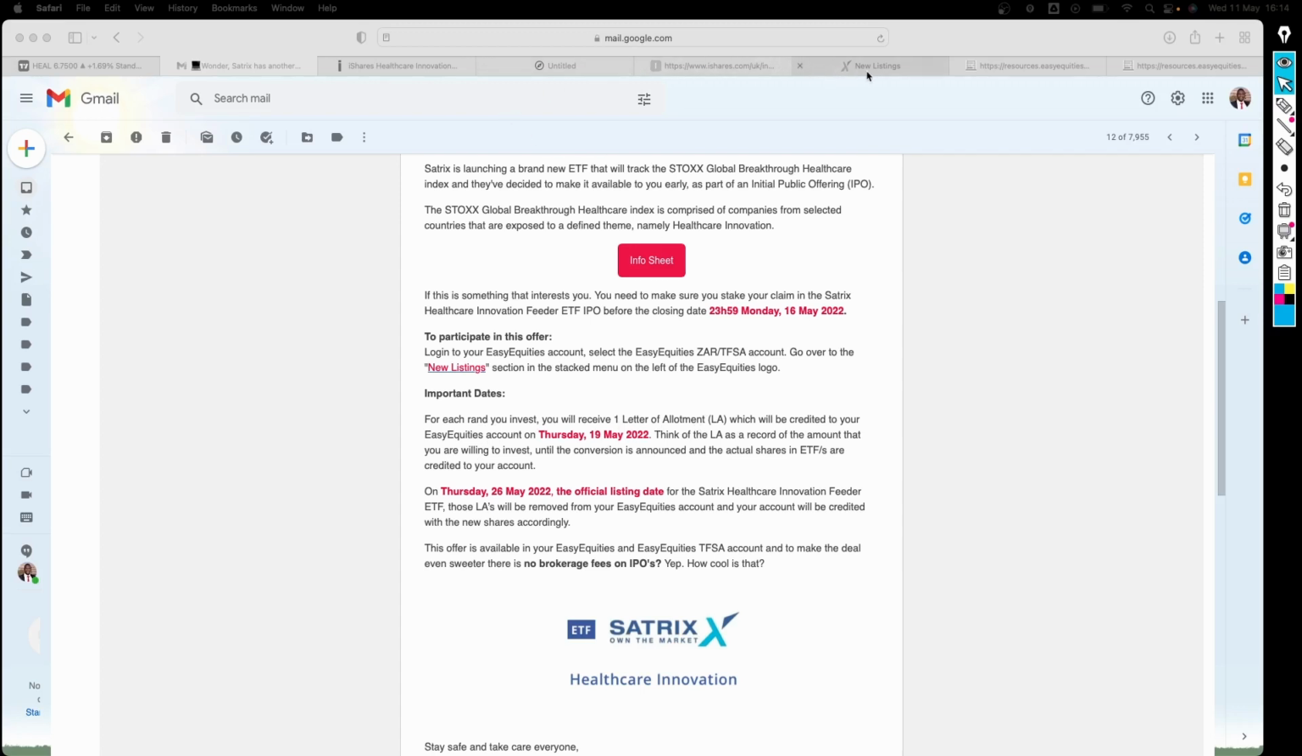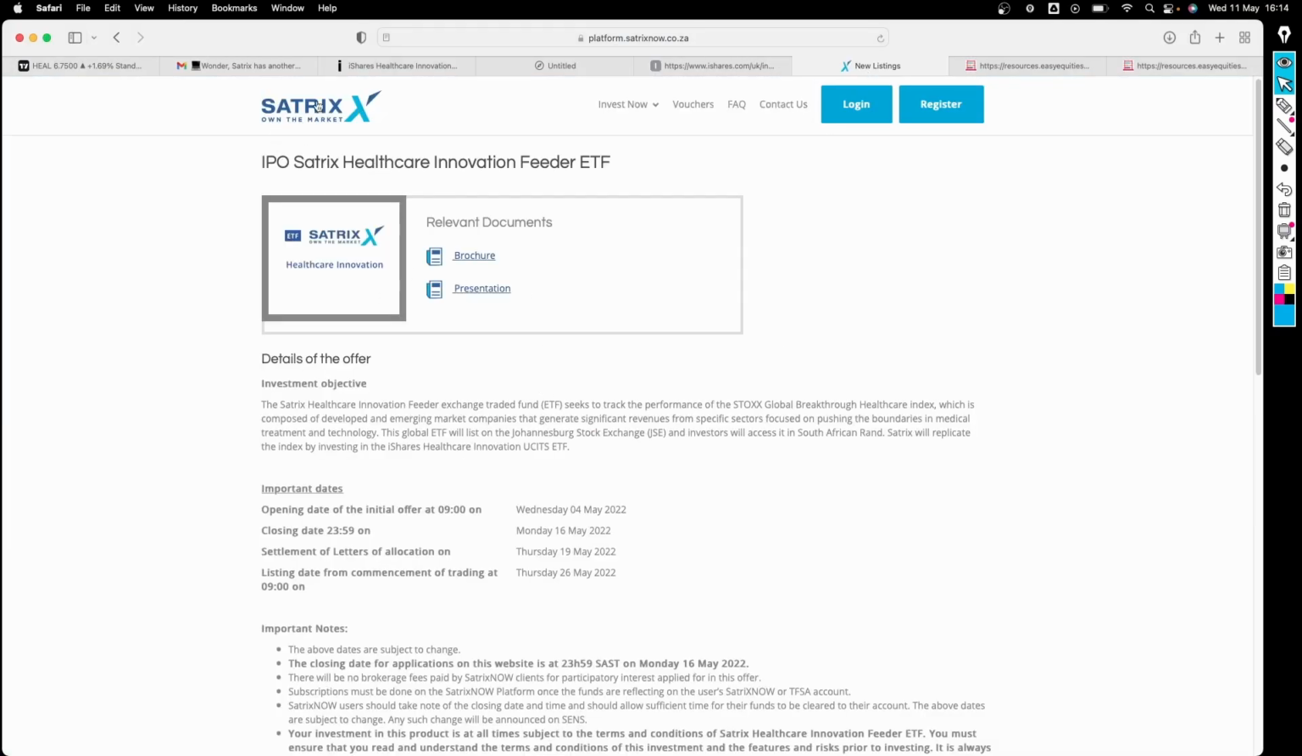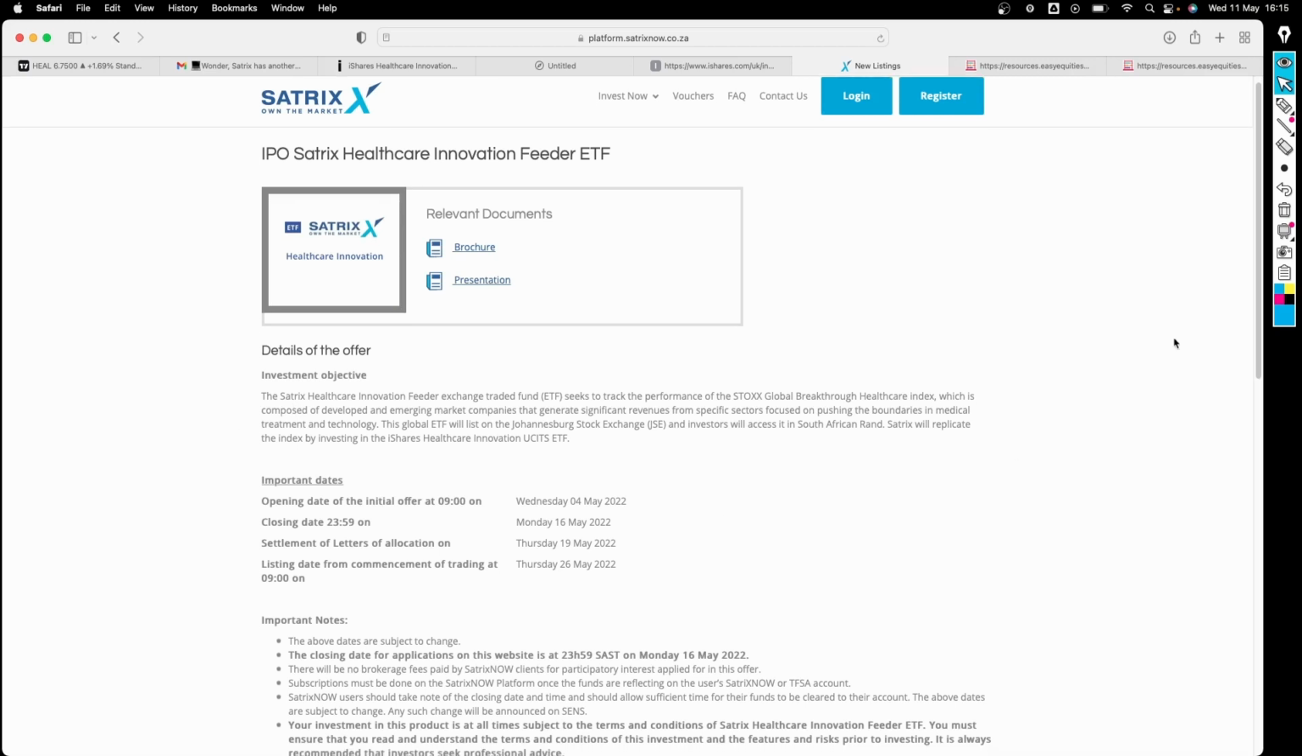But just to quickly go through, there's this communication. If you go to the Satrix website, you're going to find this communication that talks about the IPO of the Satrix Healthcare Innovation ETF. When you look at this information, you can already see that they have published a brochure and a presentation which cover information for this. But the most important things are the dates that they have specified. Remember that they came up with the announcement on the 4th of May. That was the time that they brought this ETF into conversation.